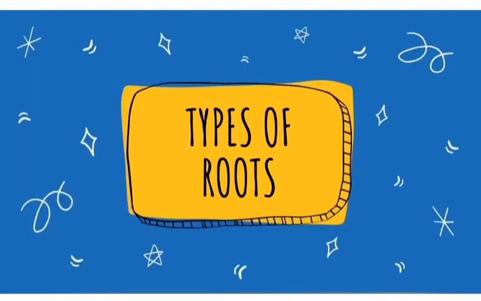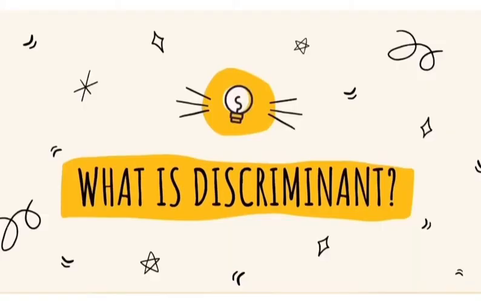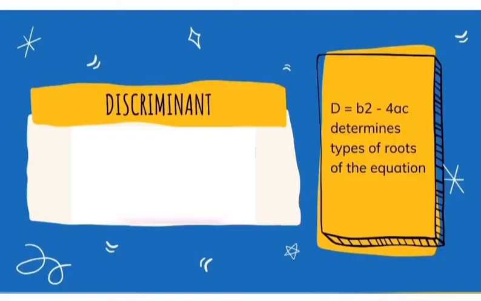Type of roots. What is discriminant? Discriminant is usually denoted by D. From the quadratic equation ax squared plus bx plus c equals 0, we can determine the type of roots of the equation by substituting the values of b, a, and c into the formula b squared minus 4ac.